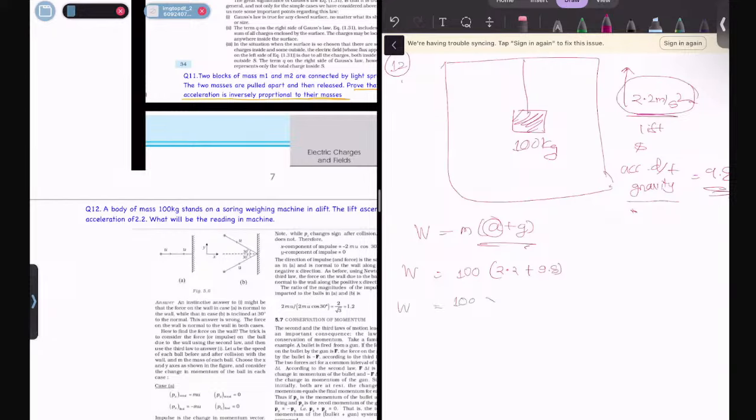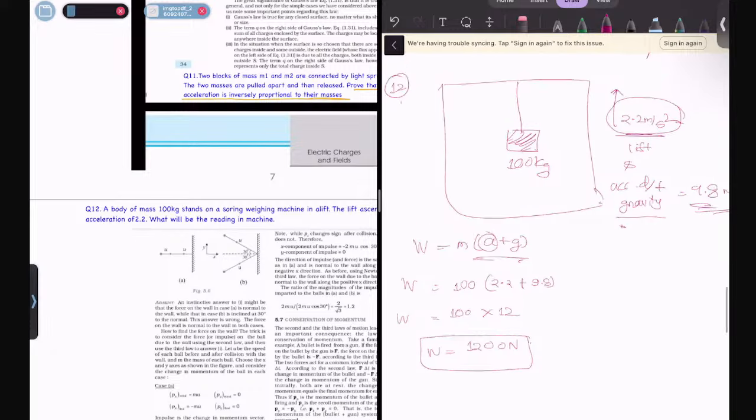100 into 12, so weight will be 1200 Newton. Okay, guys, see how fascinating the physics subject is. When the lift was at rest, the weighing machine will be showing 100 kg or 1000 Newton. Will be experiencing a force of 1000 Newton.